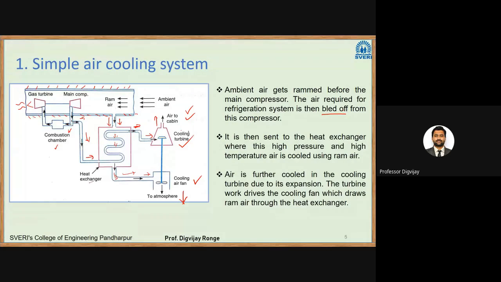So during expansion, what happens? Pressure reduces, simultaneously temperature will also reduce. The turbine work drives the cooling fan, which draws ram air through the heat exchanger. So the function of the cooling fan is to extract the ram air from the heat exchanger and send it back to the atmosphere. So this is all about the simple air cooling system. This is generally used in the case of low speed aircraft which are very near to the ground, which do not fly at that much height, like ground and low speed aircraft.